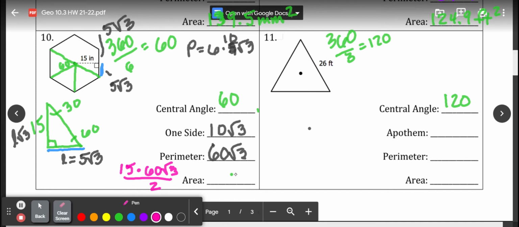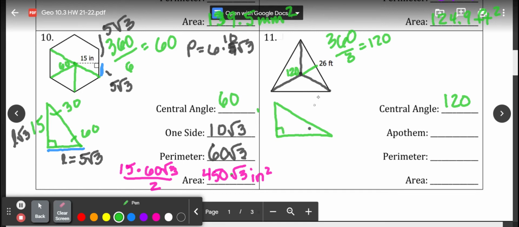Now, I'm just going to leave the rad 3 in my final answer. So I'm just going to do 15 times 60, which is 900, divided by 2, which gives me 450. So I'm going to do 450 rad 3, and I'm going to put that in square inches, and I'm done. So let's do the same thing over here. We break this into these pieces, and we got these as 120, but once I put my apothem in, that's going to break in half into 60. So I have this kind of longer triangle.